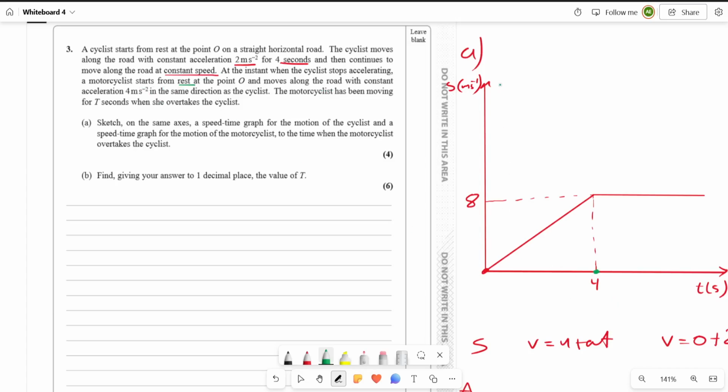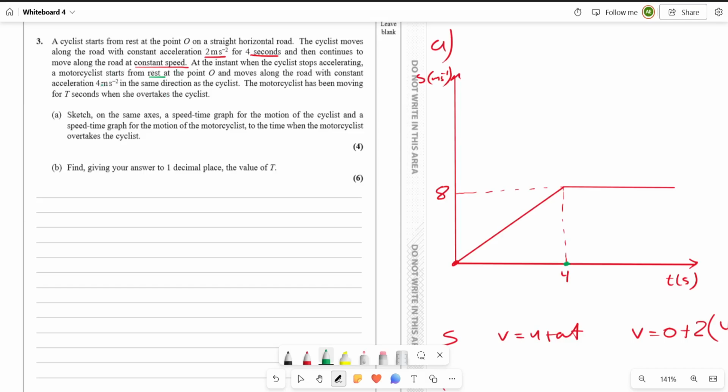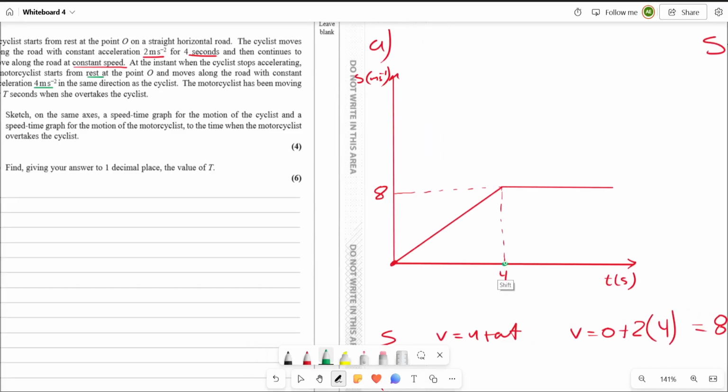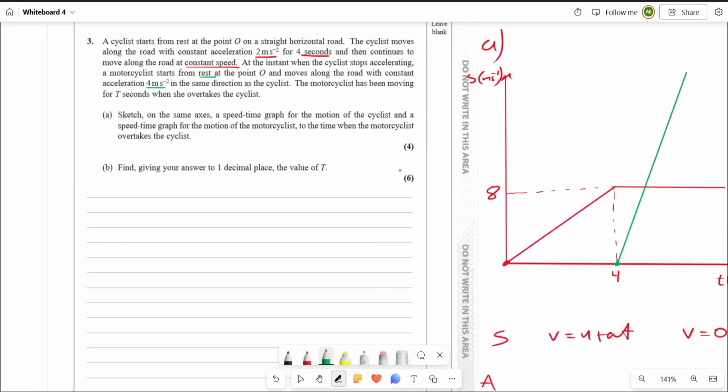Again, rest means that my velocity, the y-axis, is going to be 0. So I'm going to start from 0, and moves along the road with constant acceleration 4 meters per second squared. I can see that the acceleration here is double the acceleration here. The green line acceleration is double the red line acceleration. So the gradient should also be double. So I will expect it to be a little bit steeper, or double the steepness, something like this. Yeah? It's going to keep on accelerating.